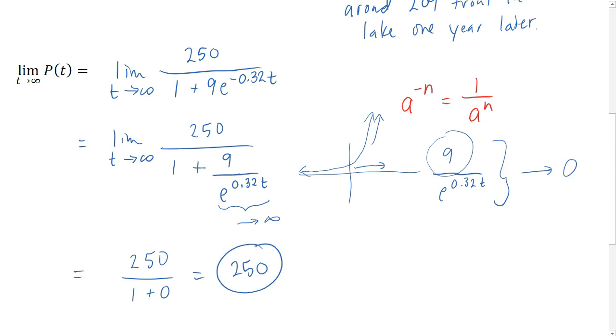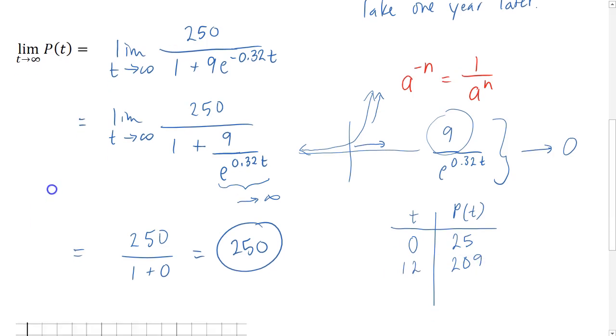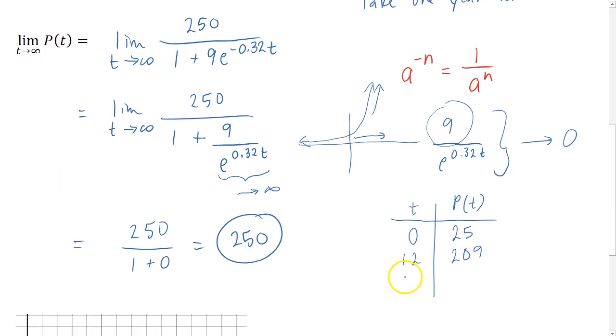Okay. If that's not entirely clear, another thing you can do, you can take a table of values approach to find the limit as t approaches infinity. We've already plugged in a few values of t. Remember, we plugged in 0 and we got 25. We plugged in 12 and we got around 209. So if you wanted to, you could look at a couple more values. You could maybe plug in 20 and 50, and we could just see what's going on as t gets larger and larger and larger.